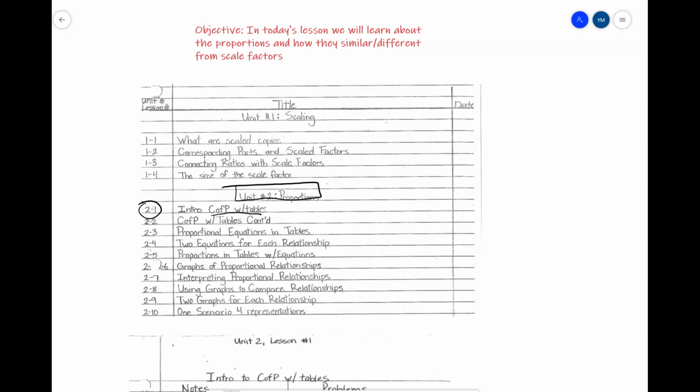Today's date is either going to be September the 1st or 2nd. It really depends where you are, which day you're listening to this lesson, but regardless.